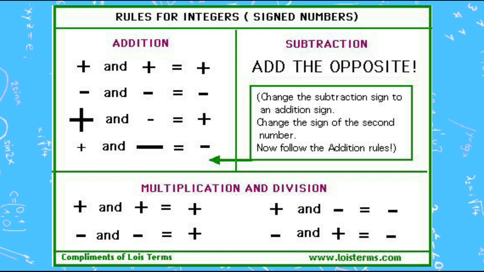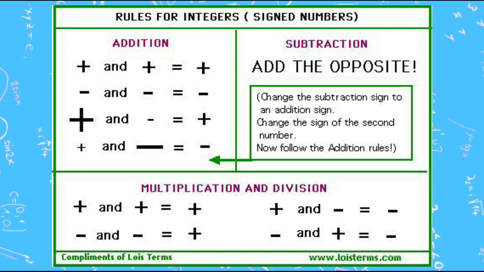For the addition, that's positive plus positive equals positive. Likewise, negative plus negative is equal to negative. That big plus there indicates that the value of that number is bigger than the negative. So the bigger positive plus the lower negative number is equal to positive. And the same thing on the last line. The negative sign there indicates that it has a bigger number value than the positive sign. So positive plus the bigger value of the negative is equal to negative.